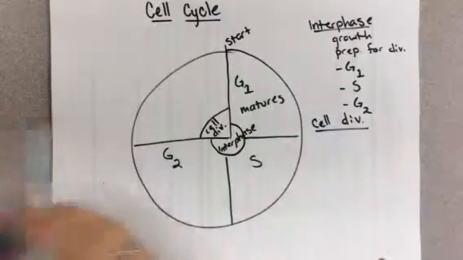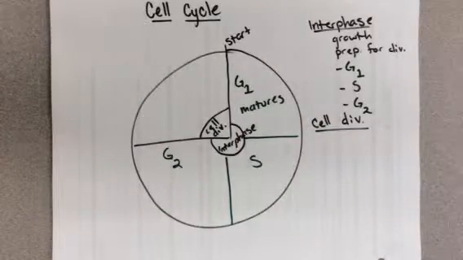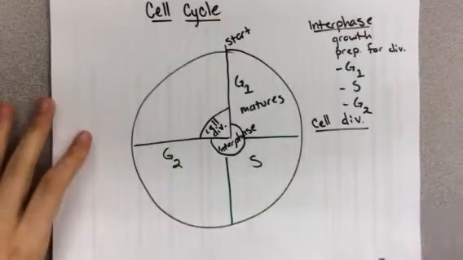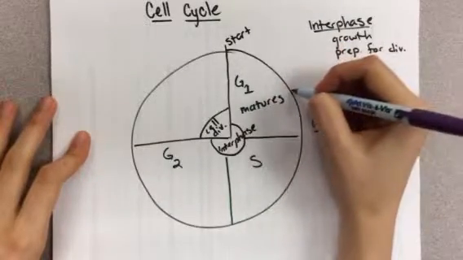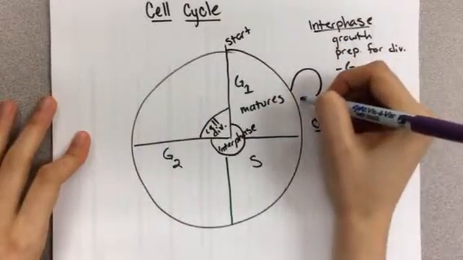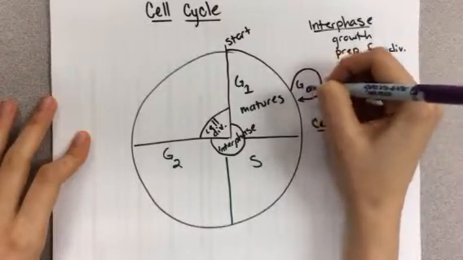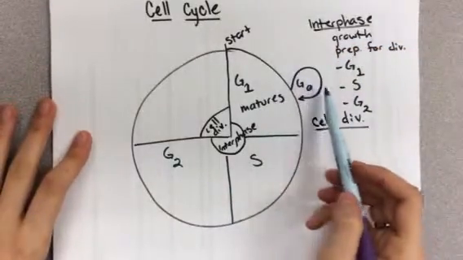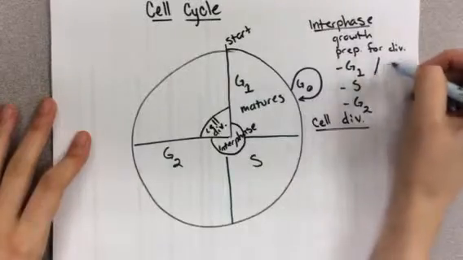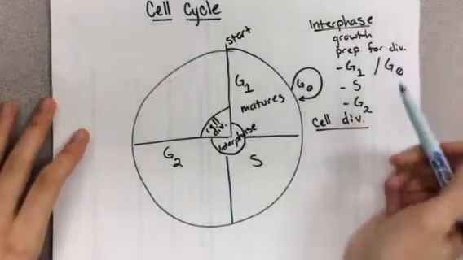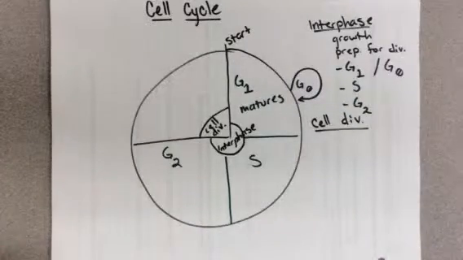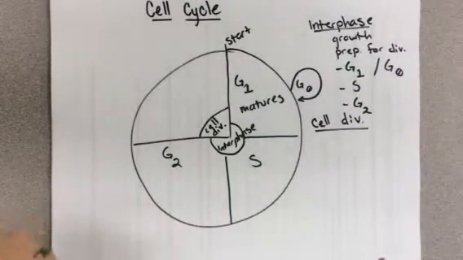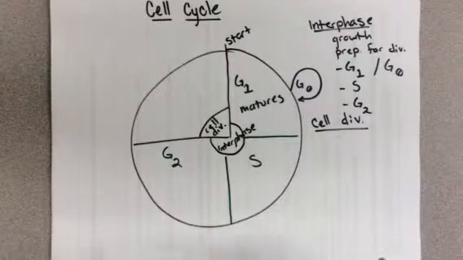Now, there are some cells that actually have no interest in dividing unless there's some sort of trauma or injury. And so once a cell has matured, sometimes it'll go into something called the G0 phase. This is a resting phase. So it might go into G0. The resting phase is really just the time when a mature cell is doing what it needs to do. It's not planning on dividing at all. It's just doing what it needs to do.